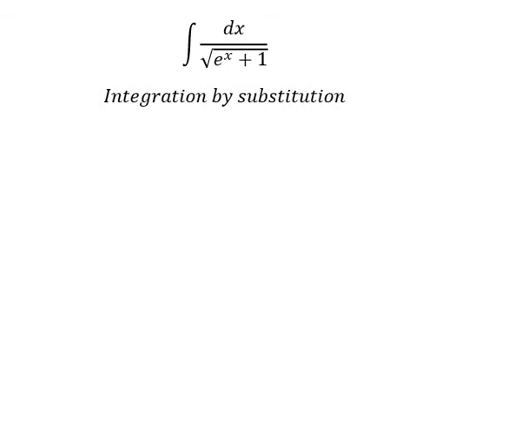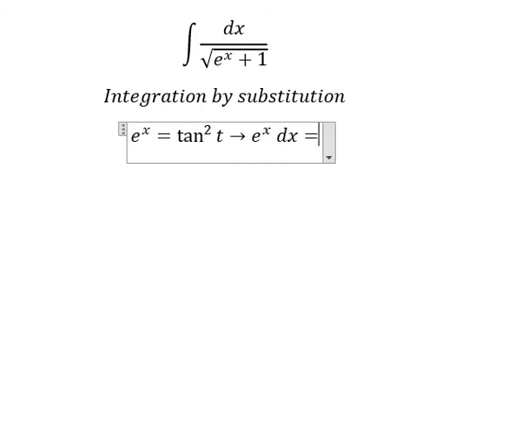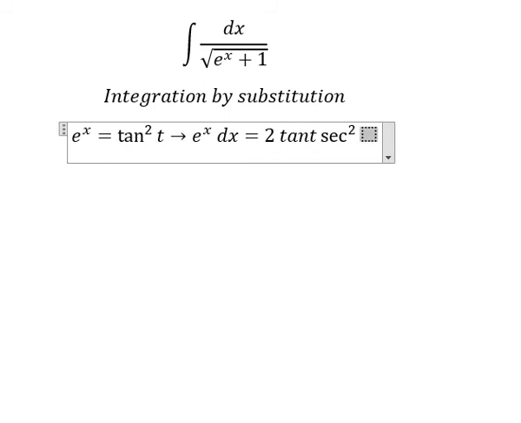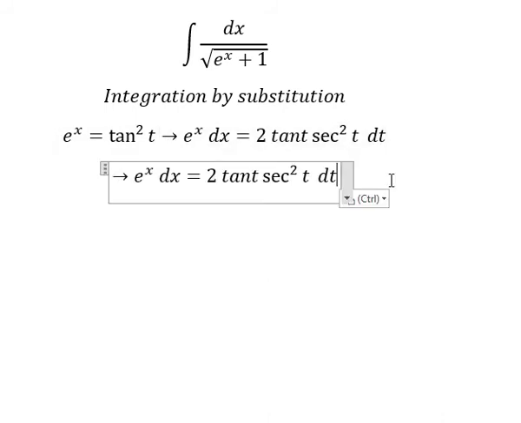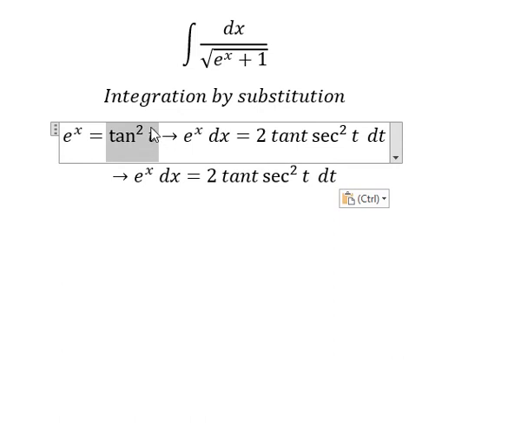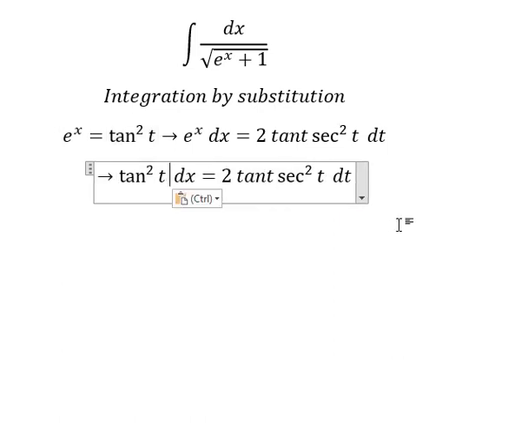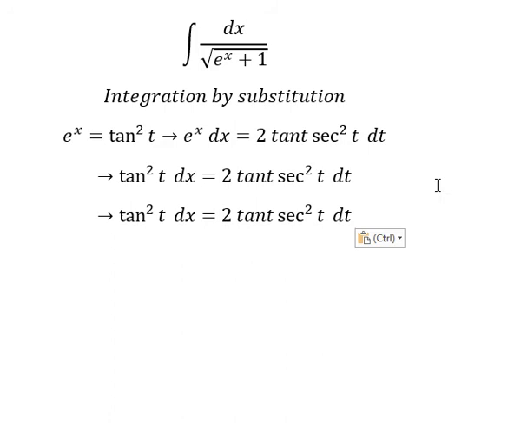So we put e to the power of s equal to tan t squared. After that, we first take the derivative of both sides, and we have tan t secant of t squared dt. We know that e to the power of s is this one, so I will put it here. Later, we divide both sides by tan t squared.